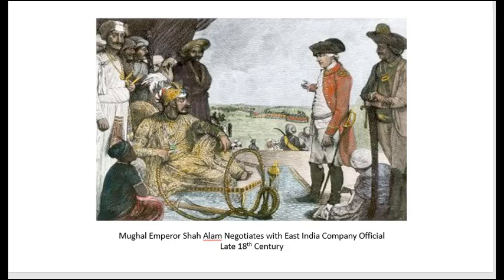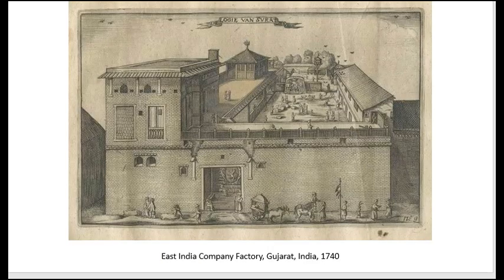And at first, the British, of course, tried to tap into it by taking control of the trade in textiles. And here you can see one of the East India Company factories. This one happens to be in Gujarat, India, northwest India, from about 1740. These were walled compounds where goods were stored, where traders could come and be housed temporarily while they were conducting their trade.